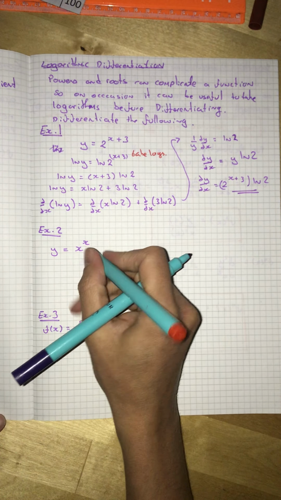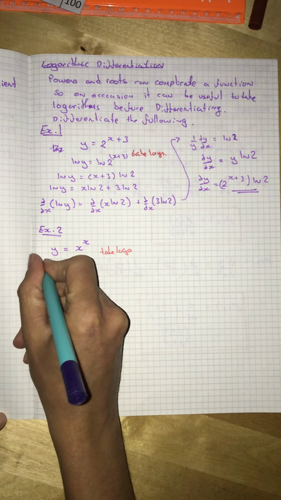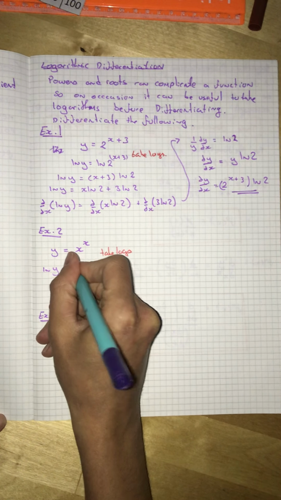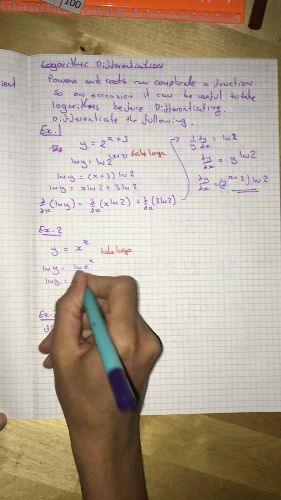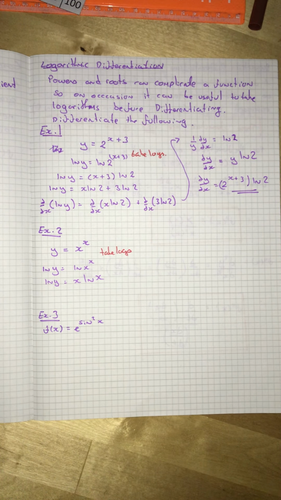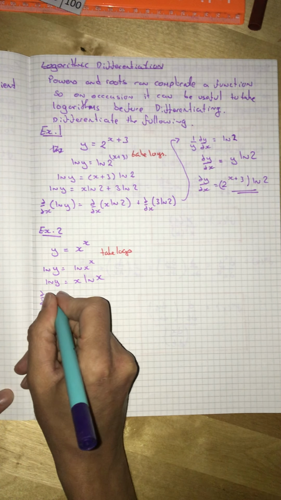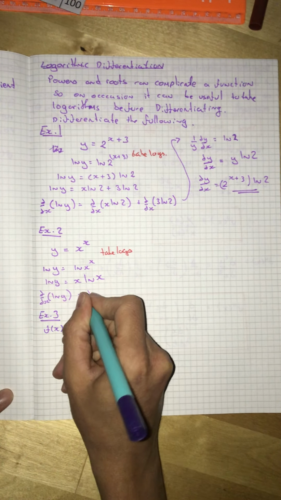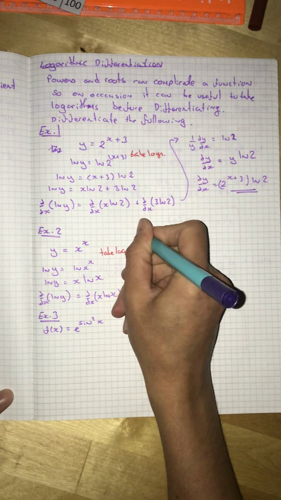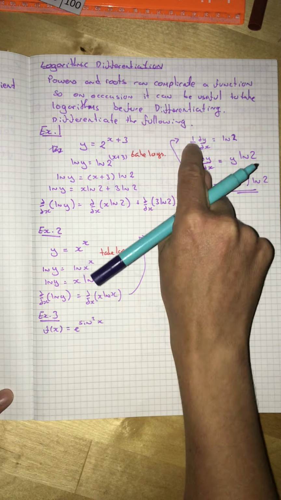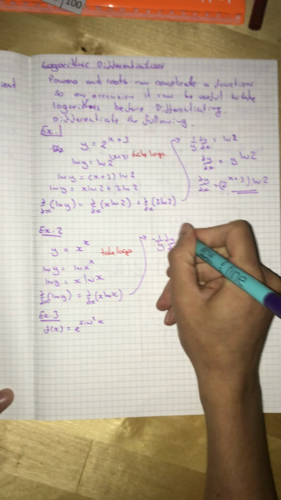Okay, so do another one. First thing, take logs. So we get ln y equals ln x to the x, ln x. So it's getting a bit more complicated. So it's going to be the derivative of log y, of x log x. So derivative of log y, 1 over y dy by dx.